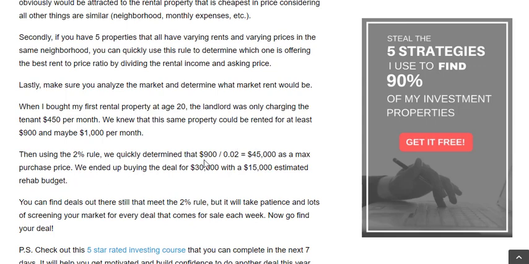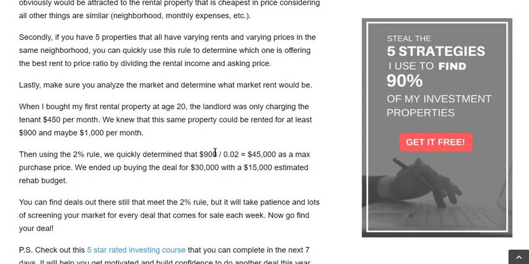And now we were able to get the deal for $30,000, but it did need renovations. So we had to factor that in as well. So all said and done, we spent about $15,000 on the property on the rehab budget. So we were all in for that $45,000. So we met the 2% rule pretty much dead on.